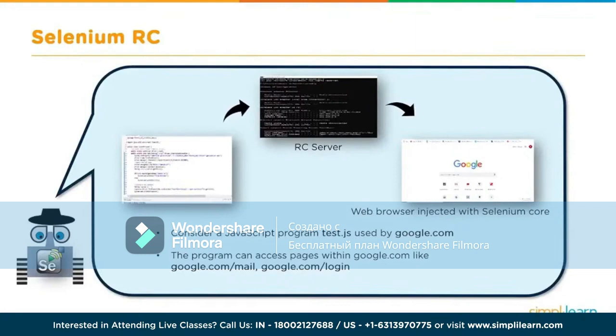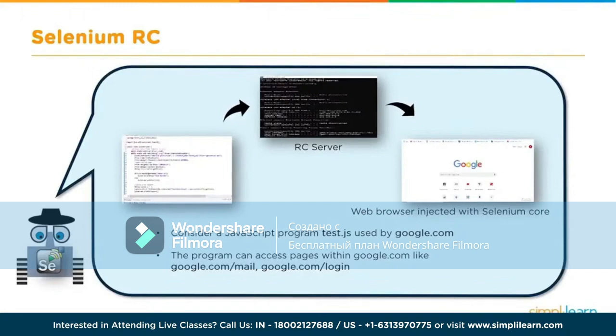Now this RC had one major issue. What was that issue? Say for example, you have a test script, say test.javascript here, which is trying to access elements from the google.com domain. What used to happen is that the elements which are accessible can belong only to the google.com domain.